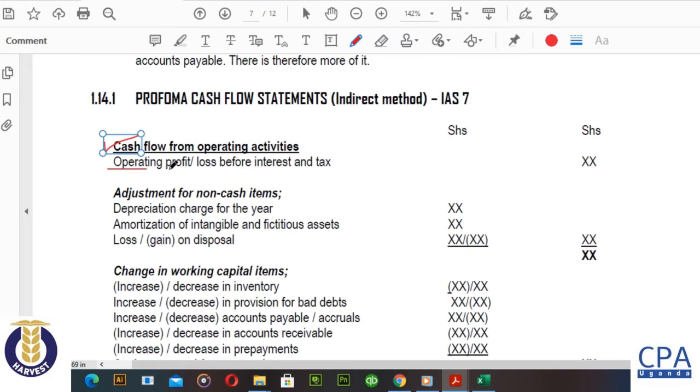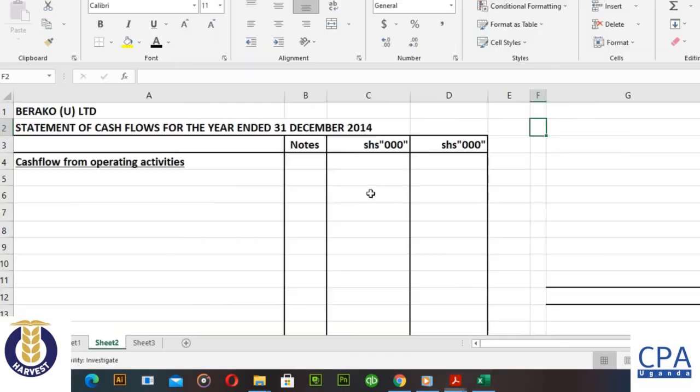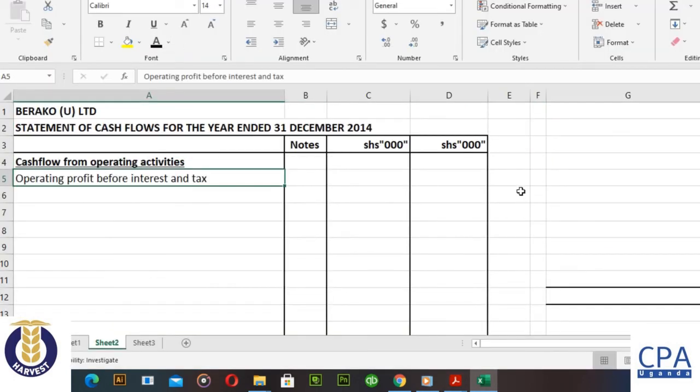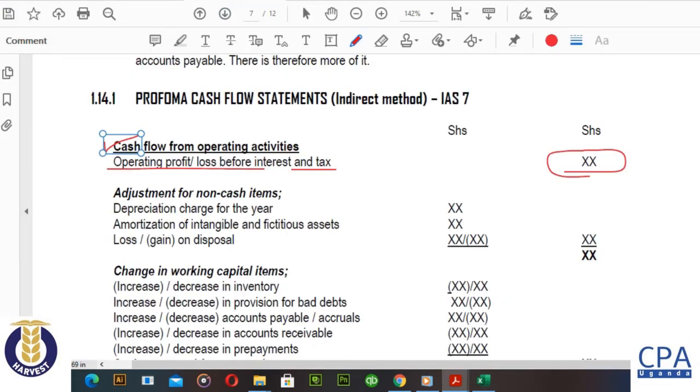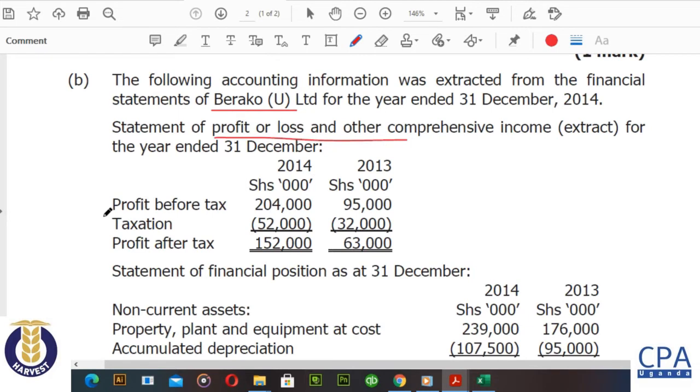Next, I'll pick the operating profit or loss before interest and tax, and exactly that is what I have here. Now this one, I need to determine in note number 1. Why? Because the profit given to me in the question is profit before tax, and I need it before interest and tax. Of course, I'm focusing on 2014 because 2013 is just a comparative, and the profit will ideally be attributed to the year 2014.